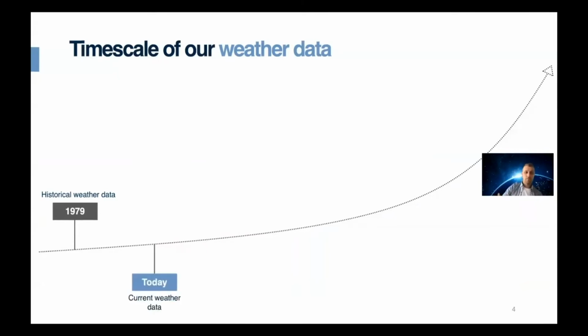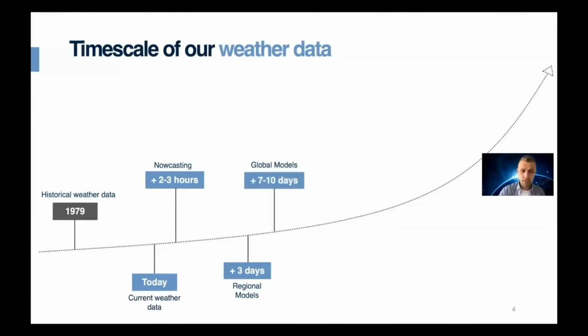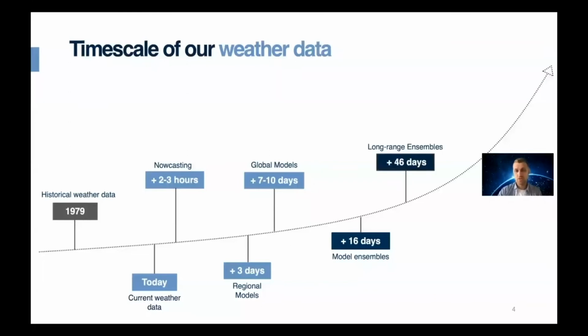Up to the current date, we provide current weather data, for example lightning data, station data, all kinds of weather observations, satellite data. And up to 2 to 3 hours in advance, we provide nowcasting data. Up to 3 days in advance, there are regional models. Up to 7 to 10 days, this is the usual range of global models. Model ensembles go out to approximately 16 days, and long-range ensembles go out to 46 days. And up to 7 months, there is seasonal data. So 7 months is already a very long time frame to forecast weather.